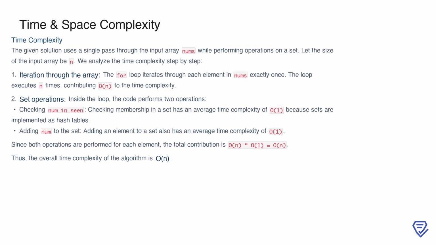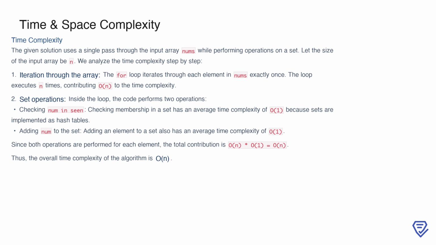We start by analyzing the time complexity of this solution. The algorithm goes through the input array, nums, using a single for loop. Let's say the array has n elements. Each iteration of the loop processes one element, and since it executes exactly n times, this contributes O(n) to the time complexity. Inside the loop, we perform two operations involving a set, checking if an element exists in the set and adding an element to it.